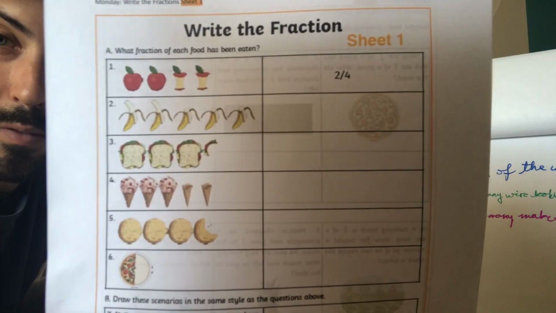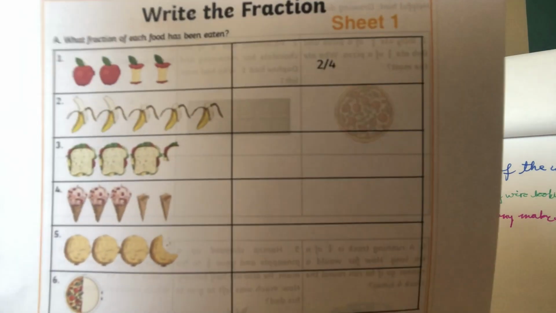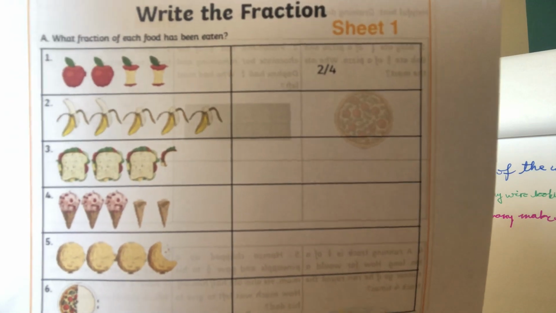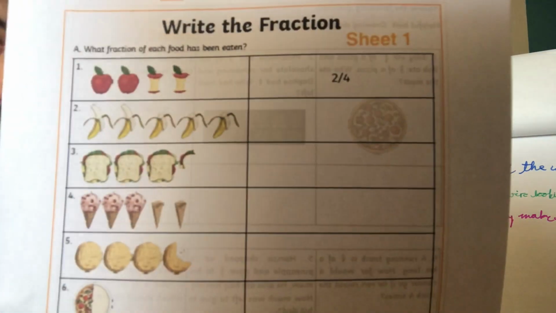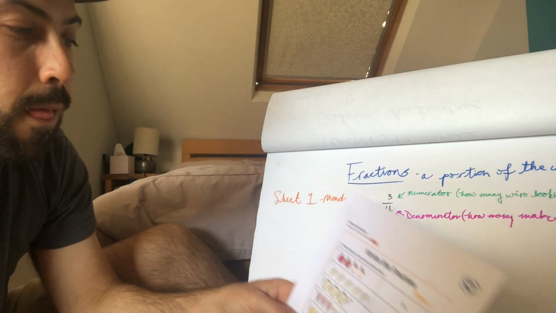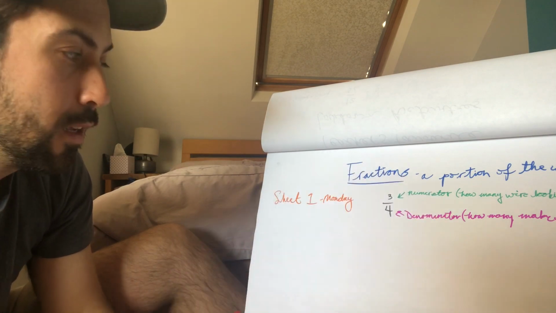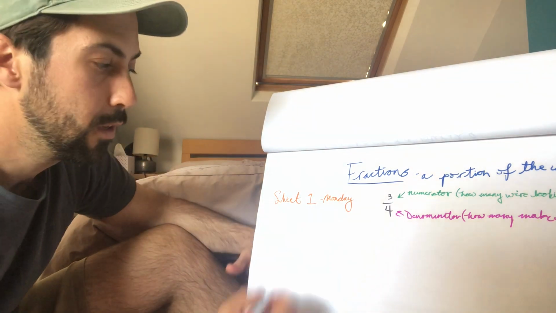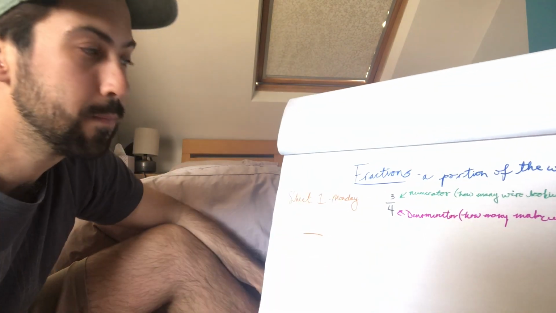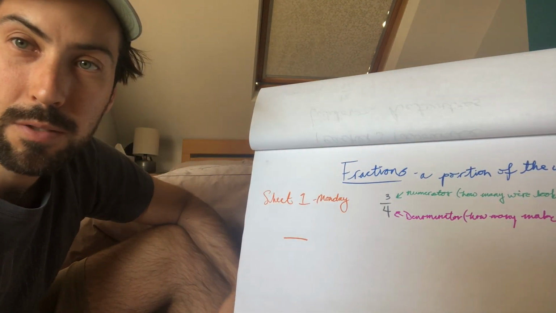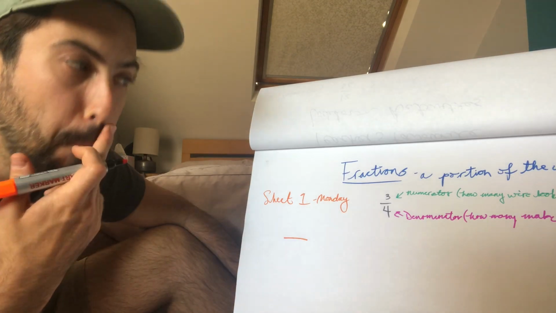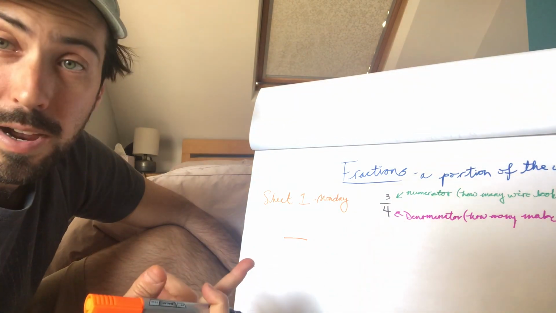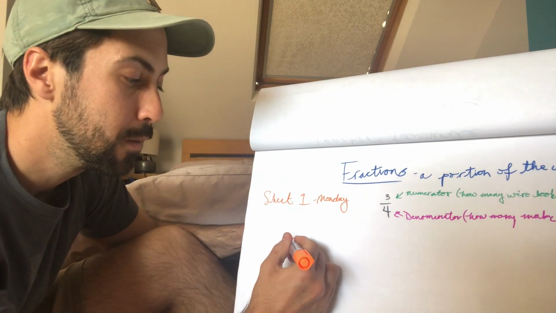So if we look at the next one, we've got a different fruit there. We've got bananas. Now it's kind of difficult to see on the camera here, but I can see clearly how many of my bananas are there. How many total are there? There are 5 total bananas. So is that going to be my numerator or my denominator? How many make up my whole? How many make up my total? So it's 5, that's going to be my denominator.